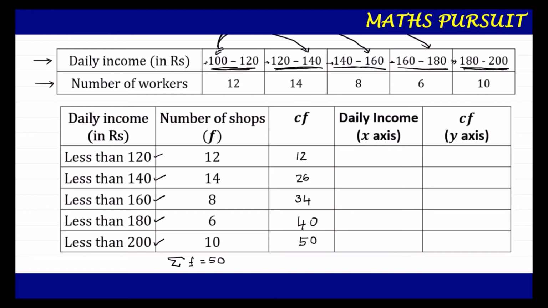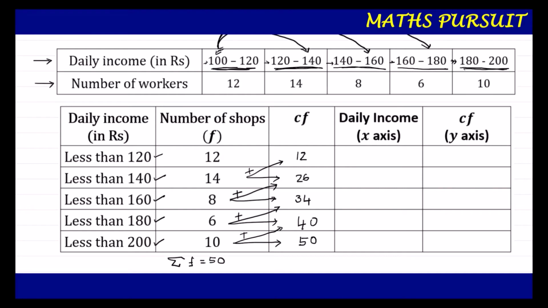I believe till here we are very clear. To explain in another way, this one is 12 here, and this 14 gets added to 12. We are getting 26 here. And this 8 gets added to 26. We are getting 34 here. This 6 gets added to 34. We are getting 40 here. And this 10 gets added to 40. We are getting 50 here. This is the normal one.